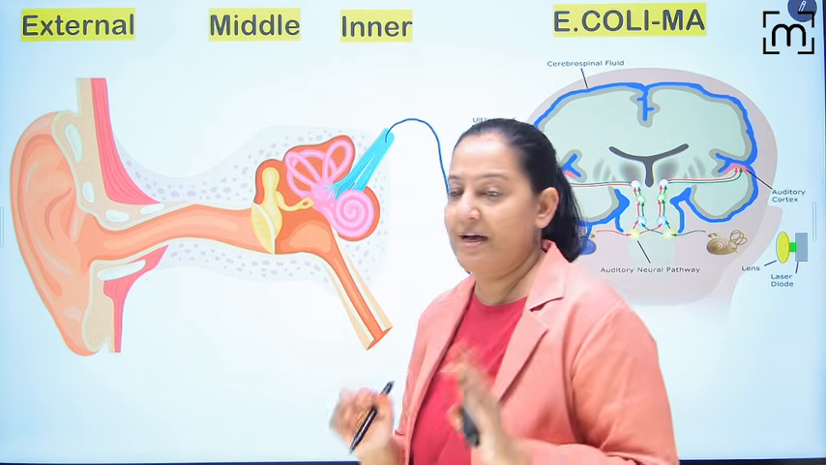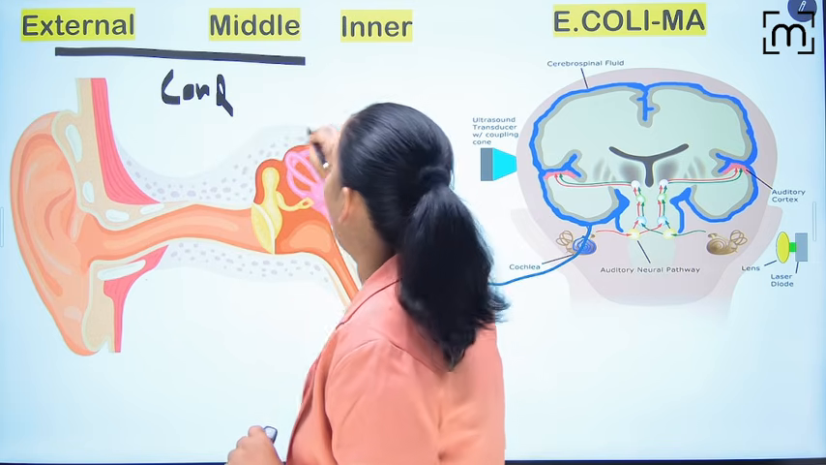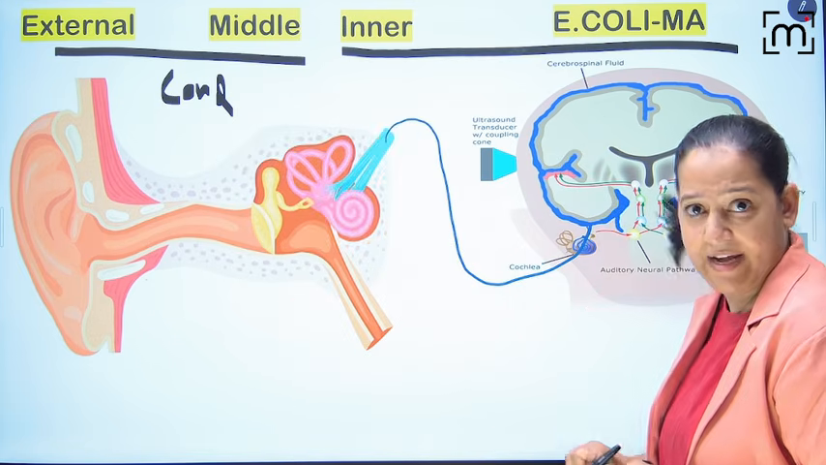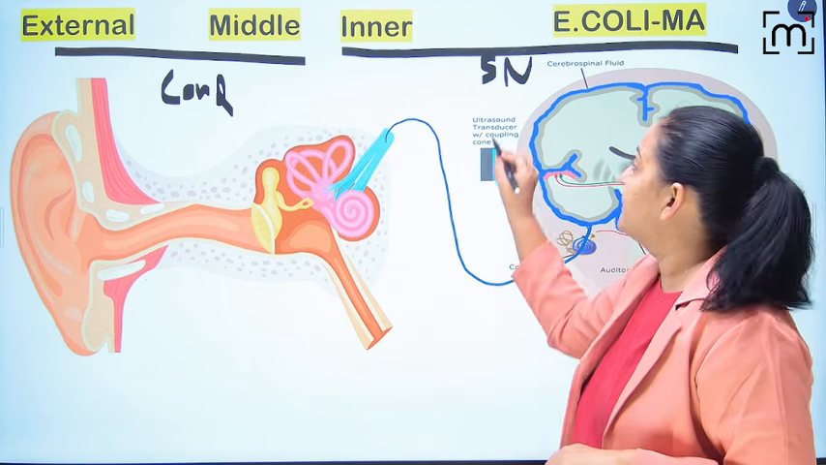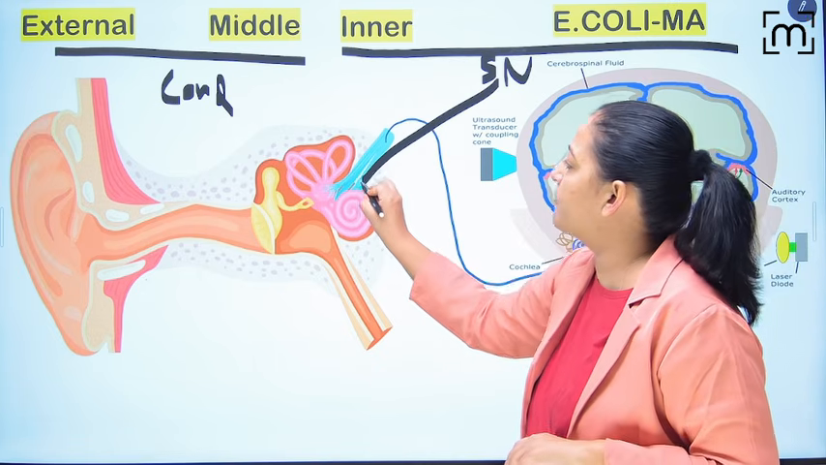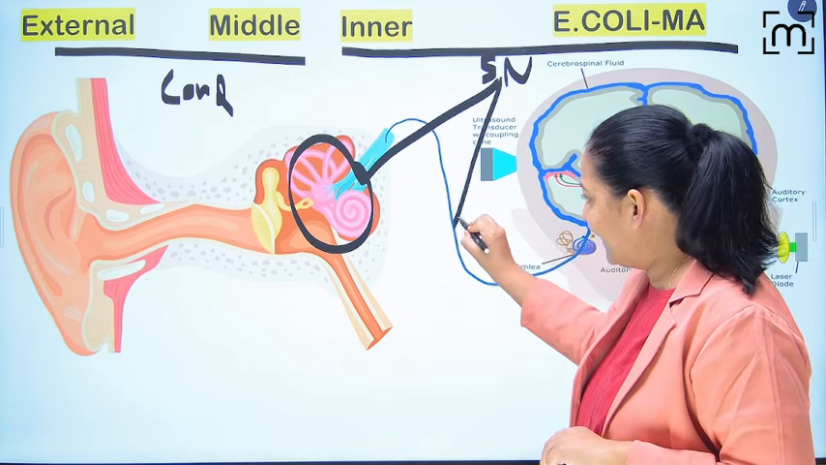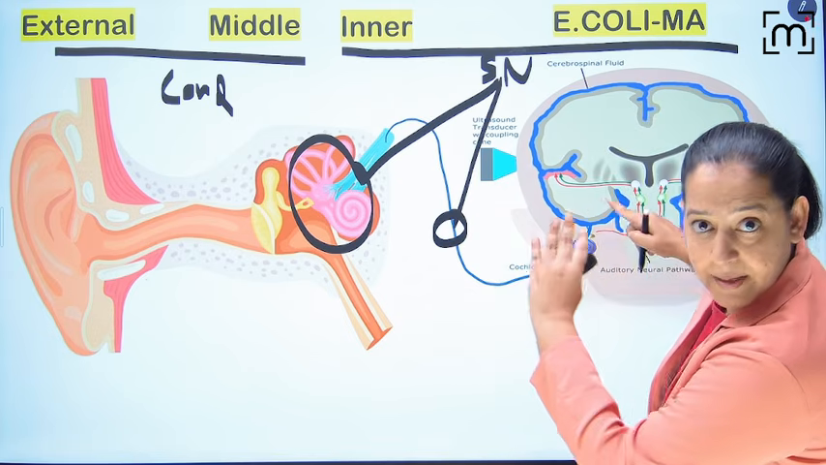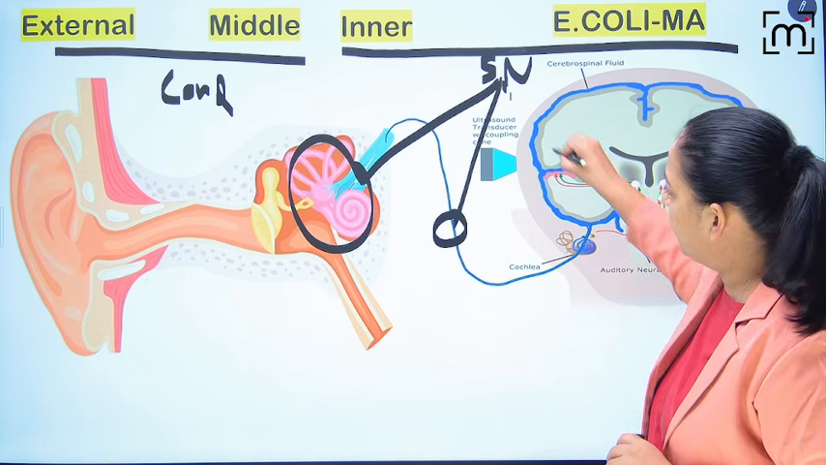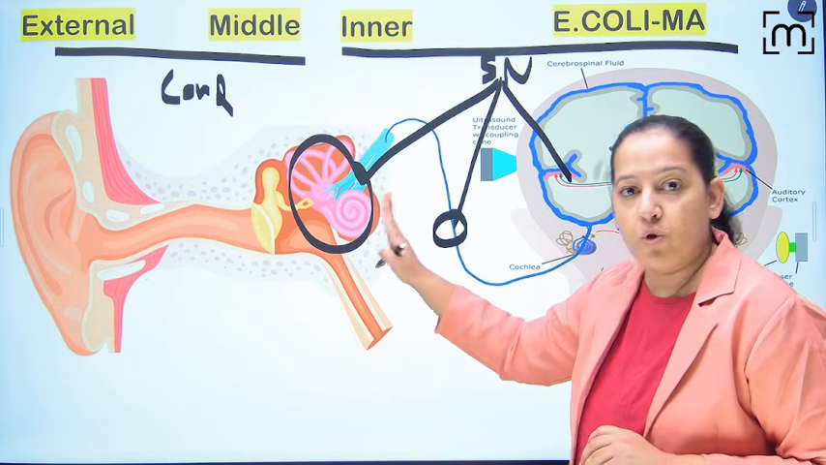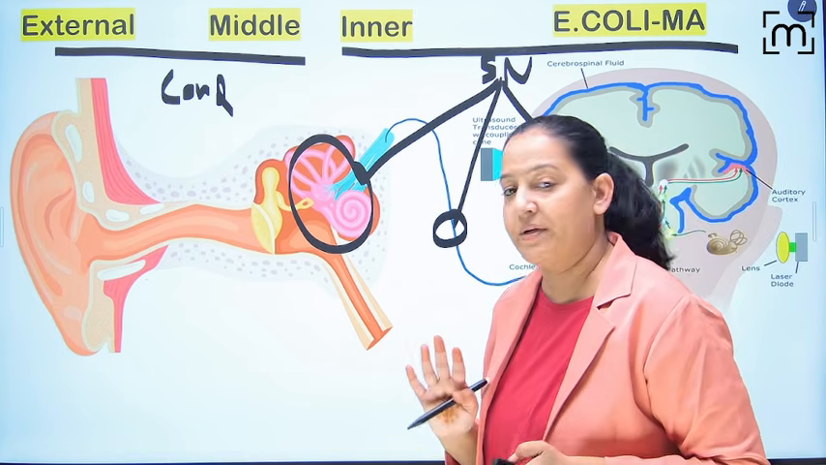So the summary: any problem in the external and middle ear is conductive deafness, and any problem in the inner ear and brain is sensorineural. The sensorineural is of three types. If there is some problem in the cochlea, it's cochlear. If there is a problem in the eighth nerve, which is connecting the inner ear with the brain, it is retrocochlear. And if there is a problem in the brain, it's central. So cochlear, retrocochlear, central. This is what I told you till now.